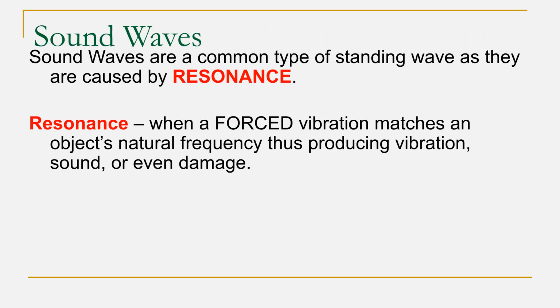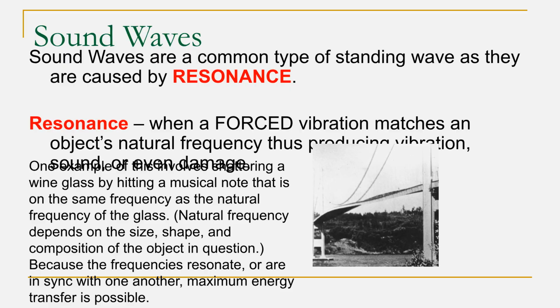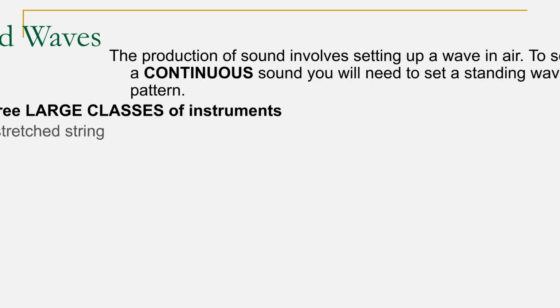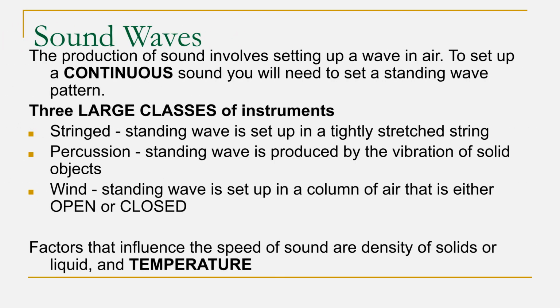Resonance occurs when a forced vibration matches an object's natural frequency, resulting in vibration, sound, or damage. An example is shattering a glass with a specific musical note. Producing continuous sound requires setting up a standing wave pattern.